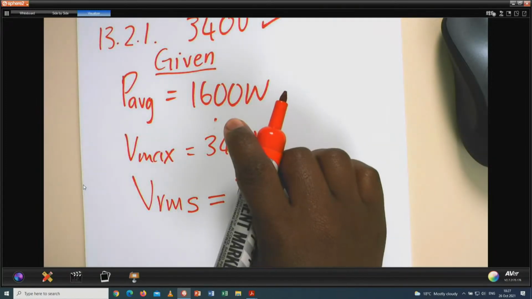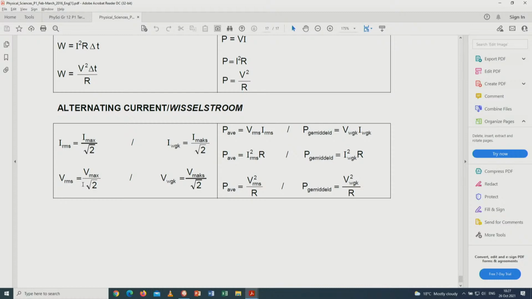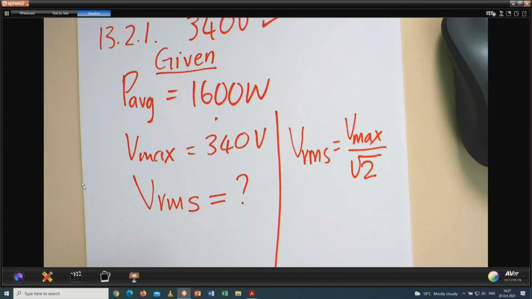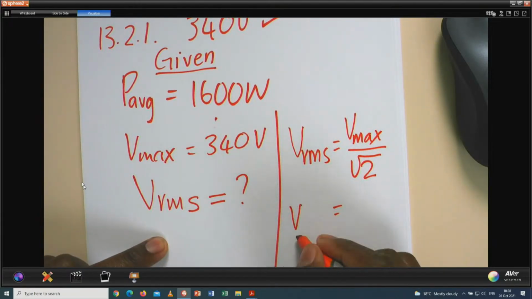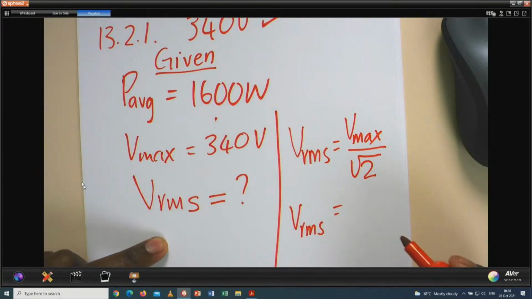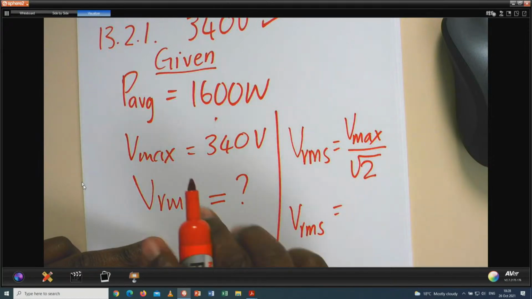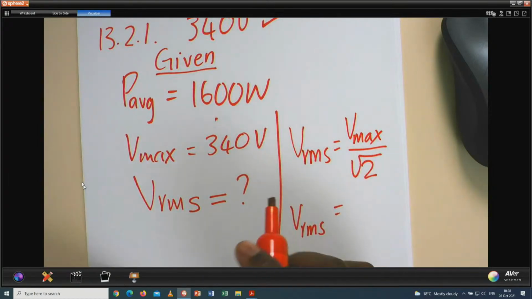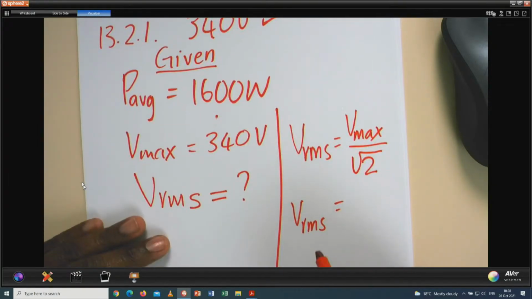So from our formula sheet, we are having the formula VRMS equals Vmax over root 2. So I've chosen the formula VRMS equals Vmax over root 2. Then you want to calculate VRMS. Usually we discourage learners from playing around with the formula. Just write the formula as it is, substitute into that formula, and then you simplify.